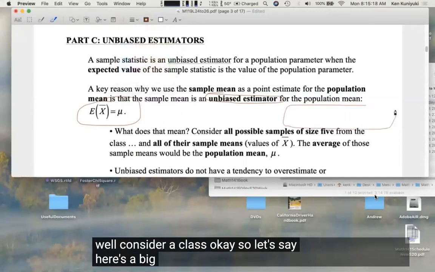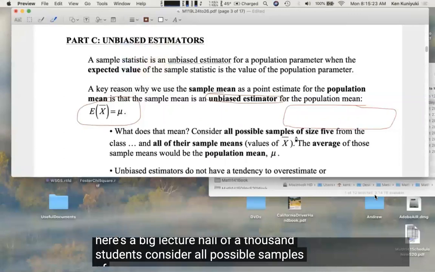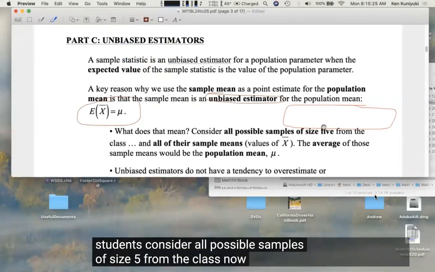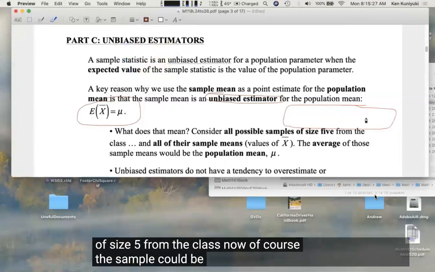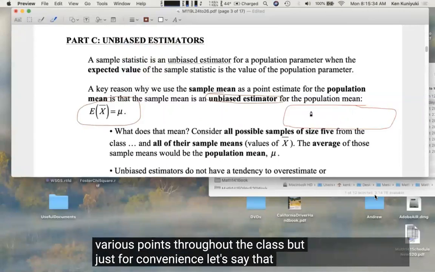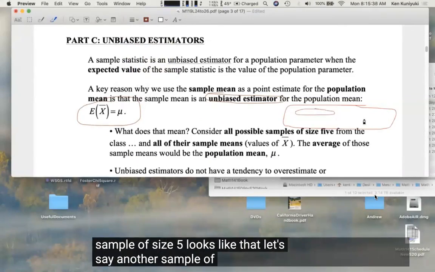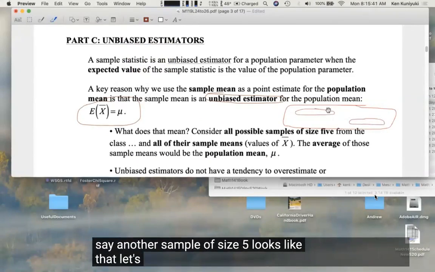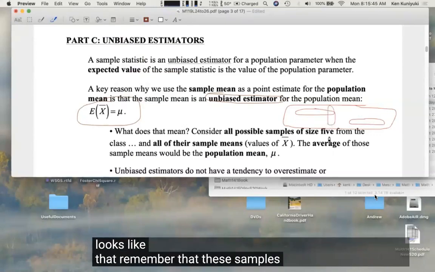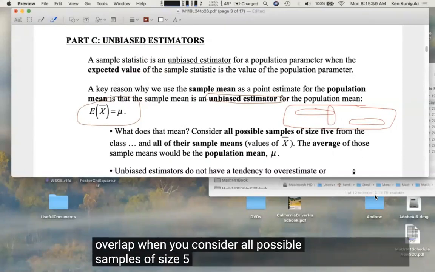So let's say here's a big lecture hall of 1,000 students. Consider all possible samples of size 5 from the class. Now, of course, this sample could be spread out at various points throughout the class, but just for convenience, let's say that one sample of size 5 looks like that. Let's say another sample of size 5 looks like that. Let's say another sample of size 5 looks like that. Remember that these samples will overlap when you consider all possible samples of size 5.